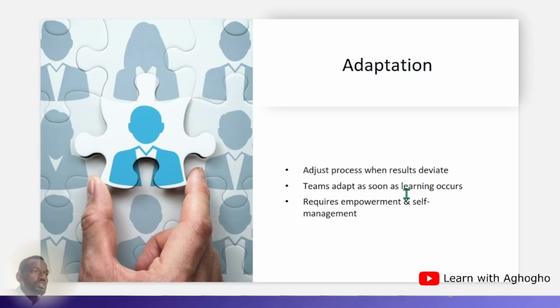Adaptation: adjusting the process when the results deviate. The team adapts as soon as learning occurs. When they find out that, okay, we are using a rectangular button for the software, and the stakeholder prefers a circular button, the team should be able to adapt and implement. So that's what we are talking about in that section. Okay.